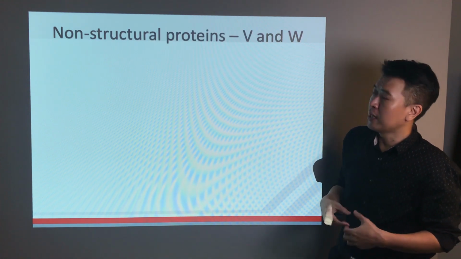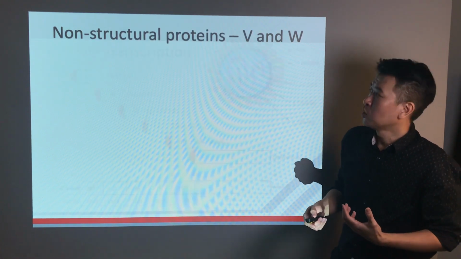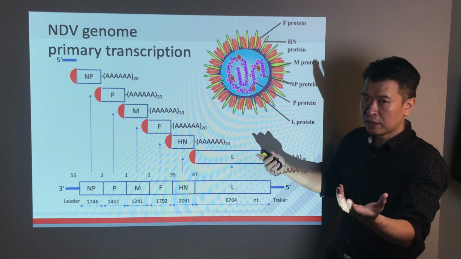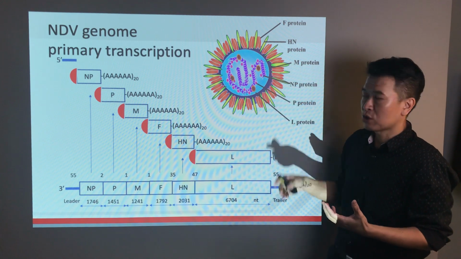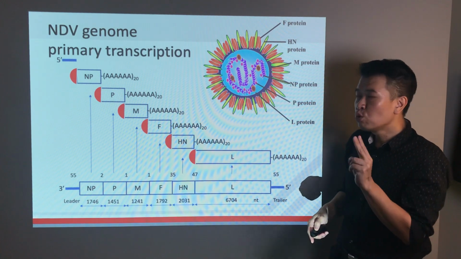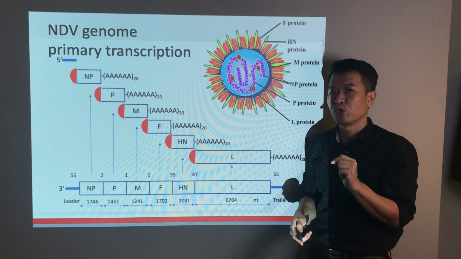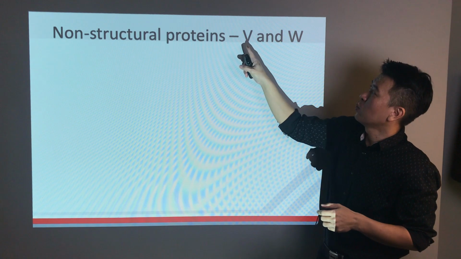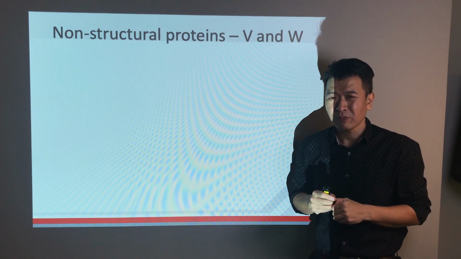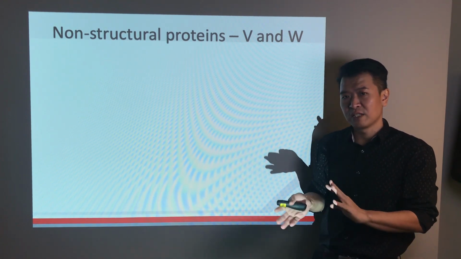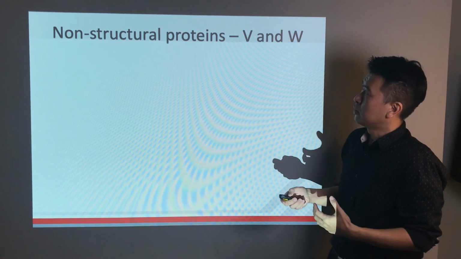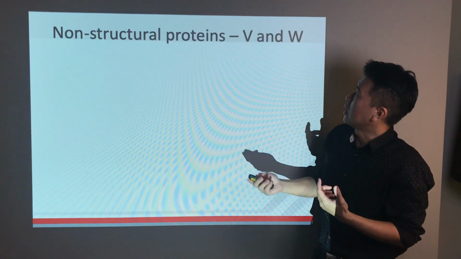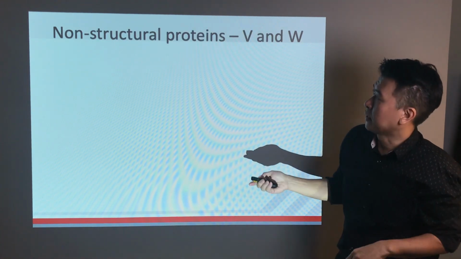So now that the mRNA is produced, what next? We have the mRNA that will be translated by the ribosome of the host to produce the structural proteins, but we also have 2 non-structural proteins that are produced by NDV. The 2 non-structural proteins are V and W. So bear in mind, V and W are not considered structural proteins because you can see there is no V or W protein in the virus itself, but it only occurs when the virus is replicating.